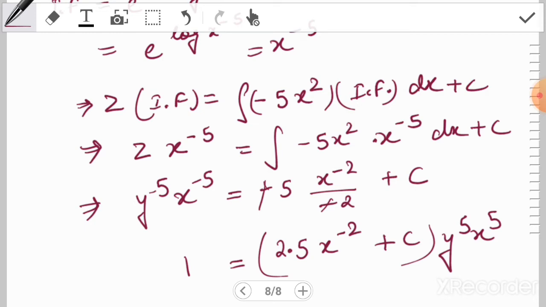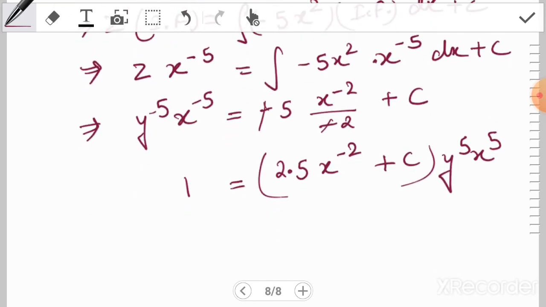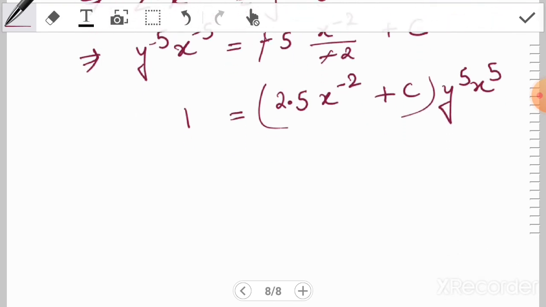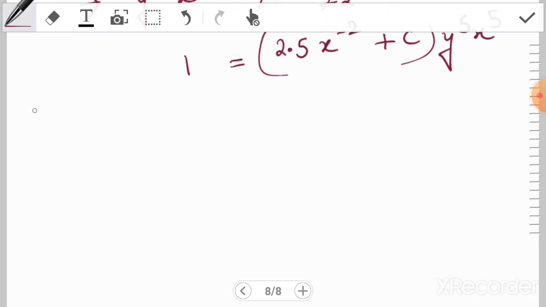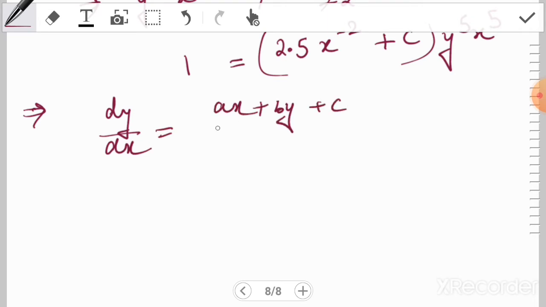Okay, now let us go to the homogeneous form. That is, if we have the equation of the form dy by dx is equal to ax plus by plus c divided by a dash x plus b dash y plus c dash, this can be reduced to the homogeneous form.